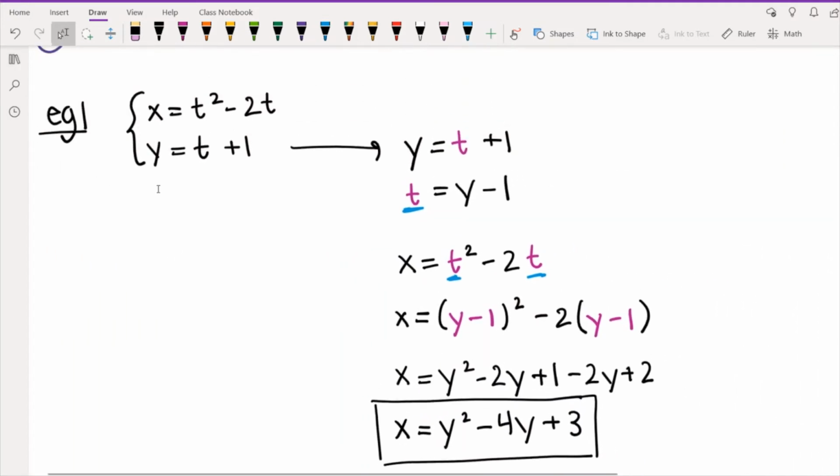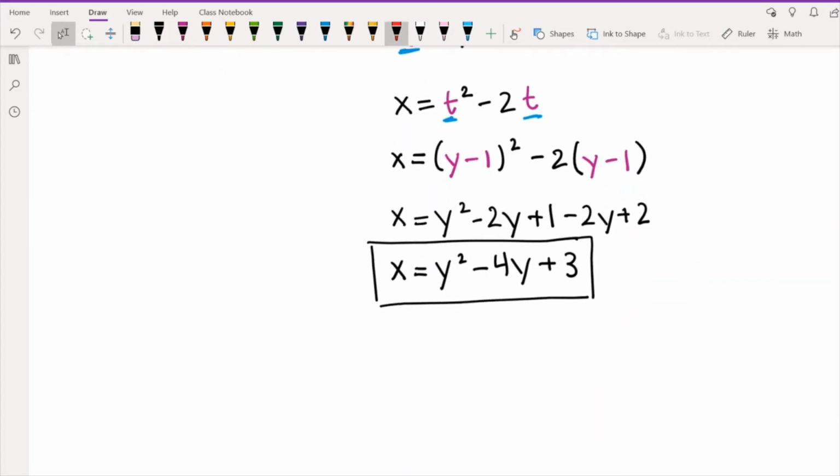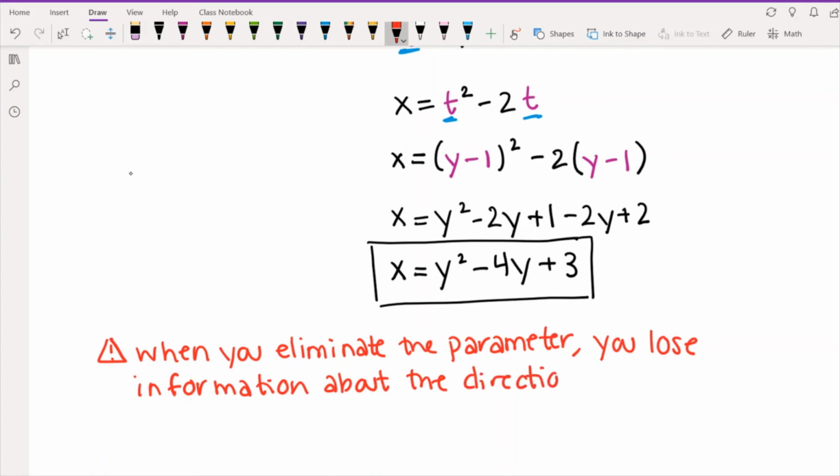So one thing I just want to point out is that eliminating the parameter is nice because it puts the equation into a more familiar format. However, you lose some information when you do it, right? We can no longer tell in which direction this path was traced. We don't know which one it is. So I want to make a note of that, which is that when you eliminate the parameter, you basically lose information about the direction. And this is another thing that we'll get to in our next example.